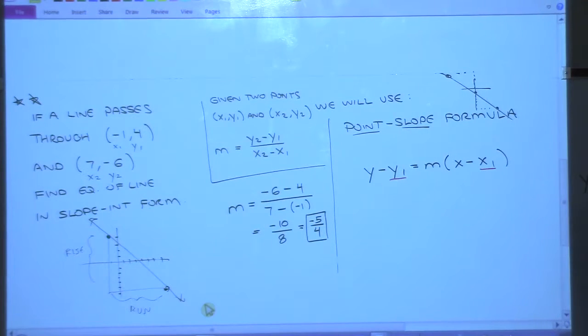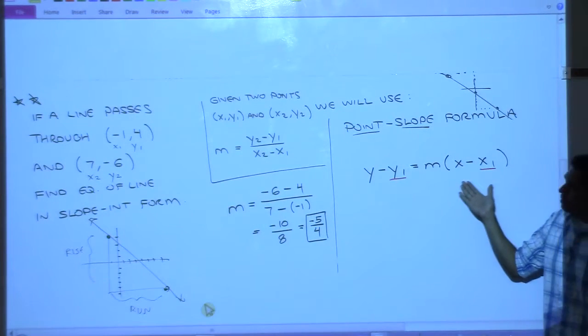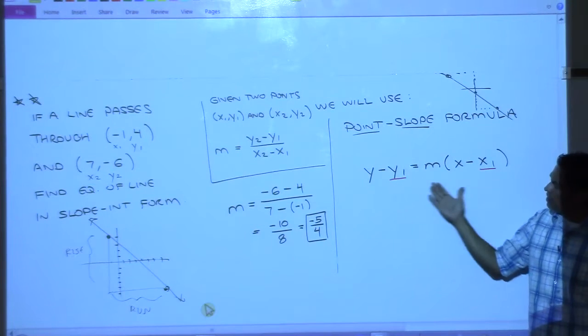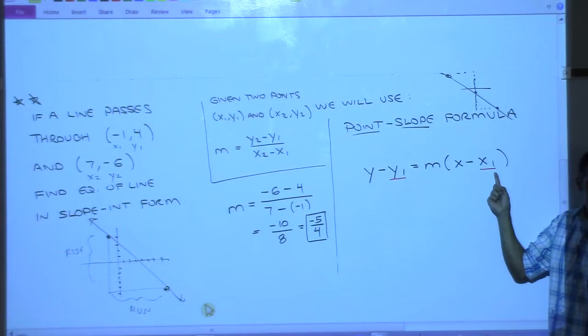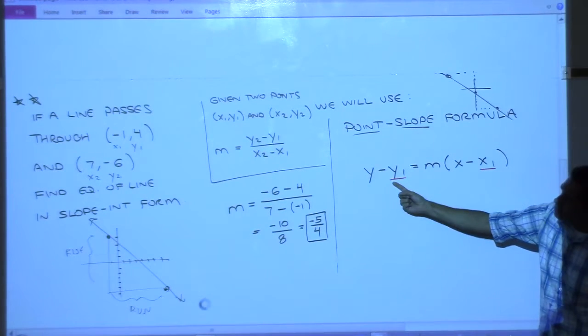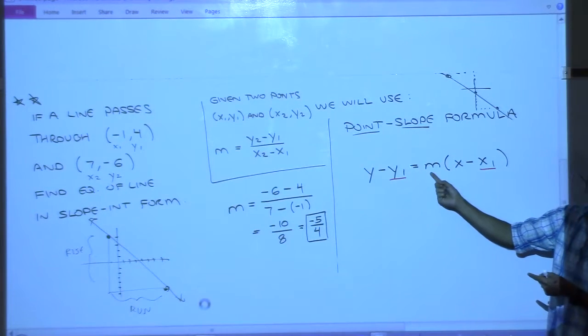So with that established, Kiana, if we use this, do you know what x1 is? -1. Okay, and then we know y1? 4. 4, and do we know the slope?